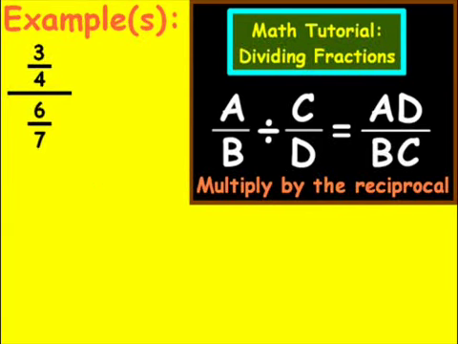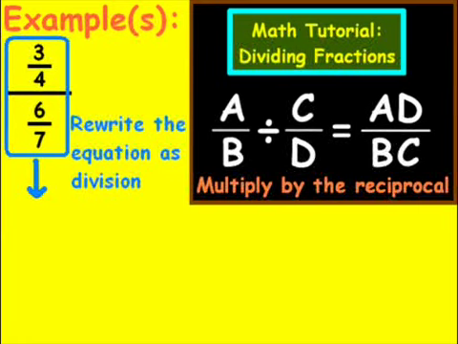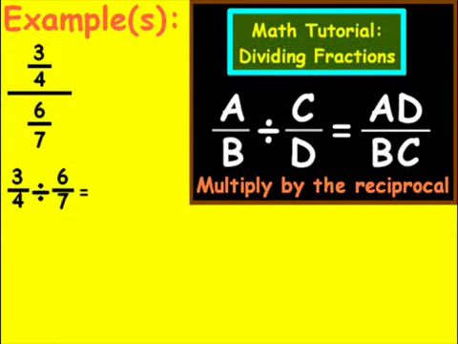Now I'm going to walk through a different example here. Take a look for a second, and then we'll get started on it. Okay, in this example, we have the fraction 3/4 divided by the fraction 6/7, and we want to solve for that. So just like we did in the other one, we're going to rewrite the equation as division to start off. So I'm going to rewrite that as 3/4 divided by 6/7, and then it equals, well, we're going to figure that part out.